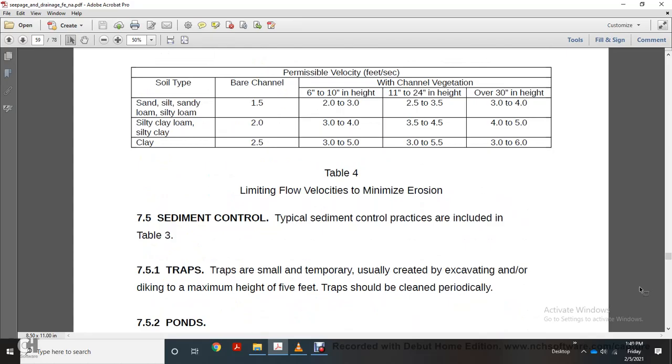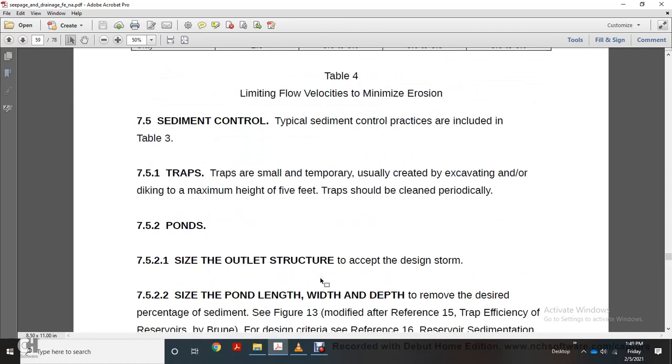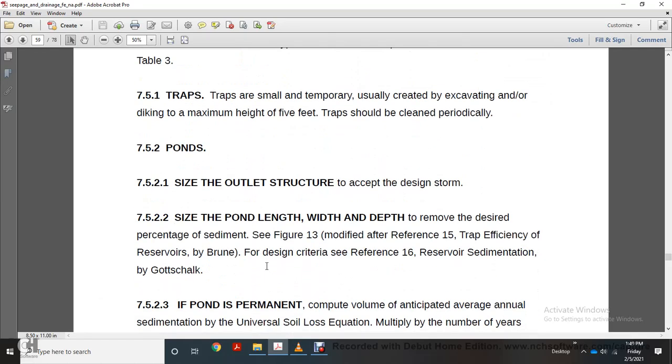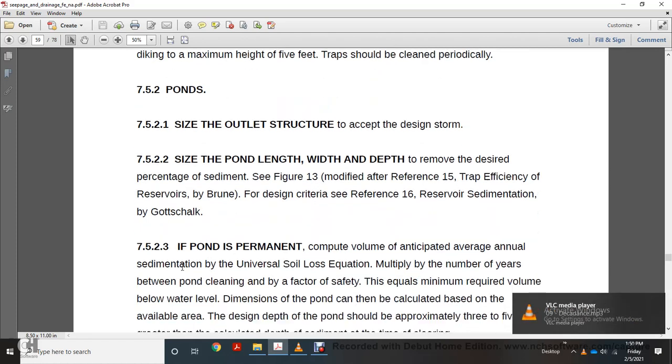Alright, sediment control. Typical sediment control practices include traps, shown in Table 3. Table 4 lists limiting velocities to minimize erosion. Traps are small and temporary, usually created by excavating and or diking, with a maximum height of 5 feet. Traps should be sized based on the outlet structure that passes the design storm. The size of the pond, length, width, and depth, should remove the desired percentage of the sediment. See figure 13, modified from reference 15, trap efficiency of reservoirs by Brune. For design criteria for the interior, see reference 16.